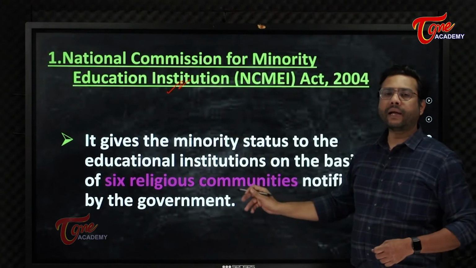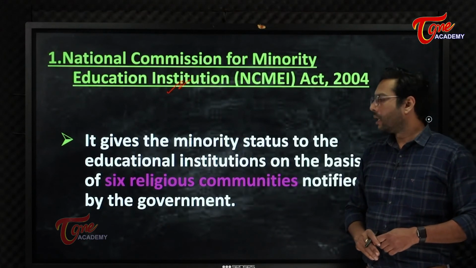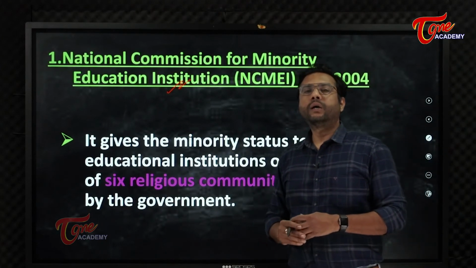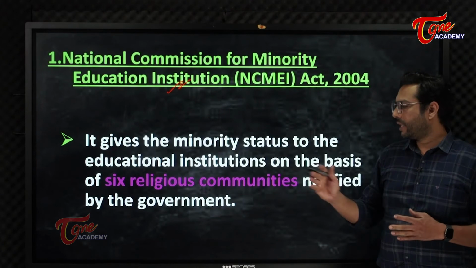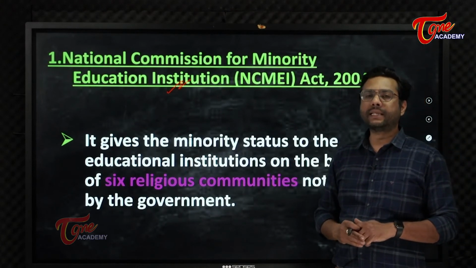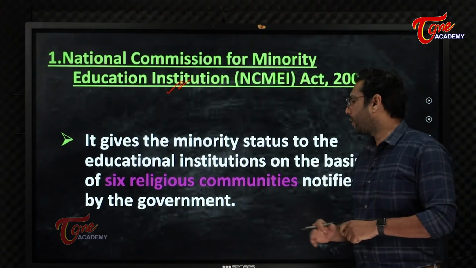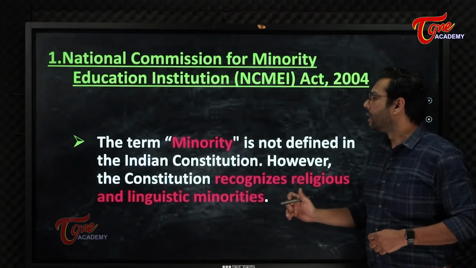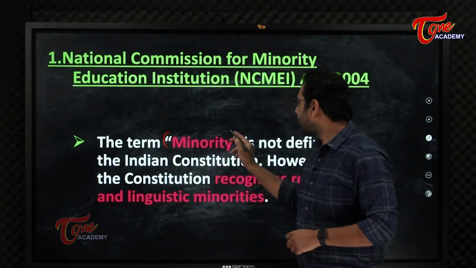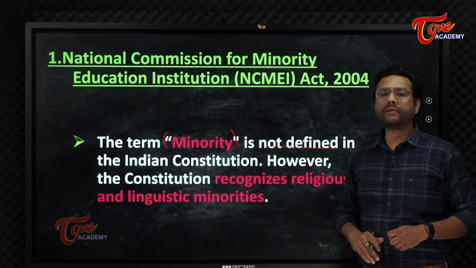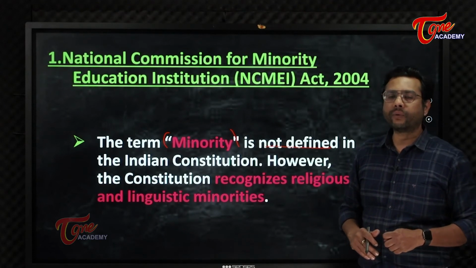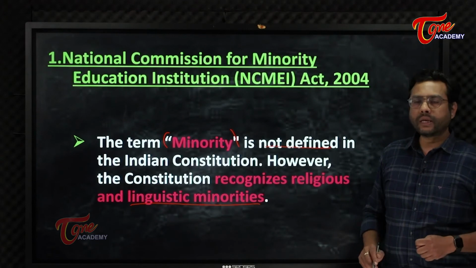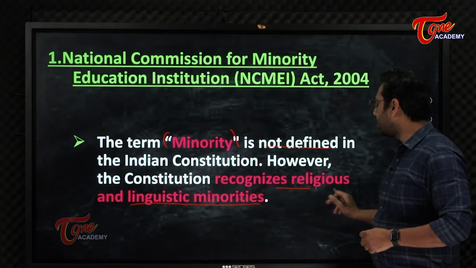Now, as we said, we have six religious communities. We have Muslims, Christians, Sikhs, Buddhists, Zoroastrians, and Jains. Recently, in 2014, Jains were included in the list of minorities. So the term minority, what is the minority? The term minority is actually not defined in the constitution, but it recognizes both religious and linguistic minorities. Linguistic minorities are minorities based on language. Religious is the religion they follow.